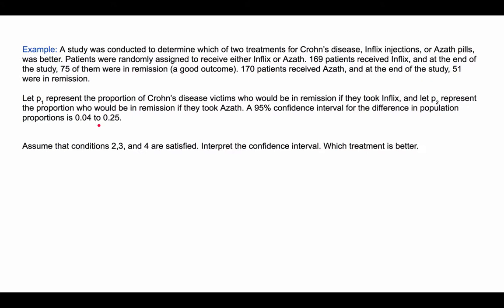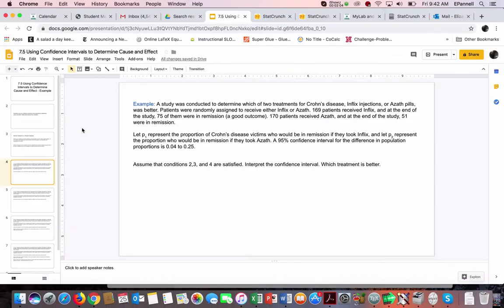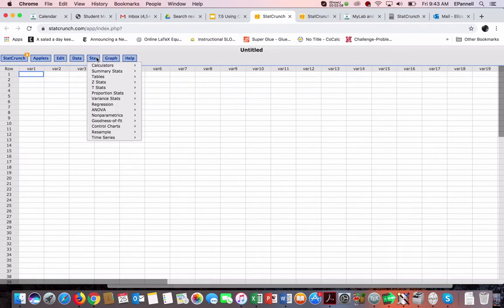I'm going to show you how to find this confidence interval with StatCrunch so that you have this in your tool bank of knowledge, and then we're going to do the question where we decide which treatment is better. So first of all, where did this problem come up with that confidence interval? It comes from all these numbers given here, and we did a video on using StatCrunch to do this, so this will be your second example. So I'm going to go to StatCrunch, and we're going to find this confidence interval.